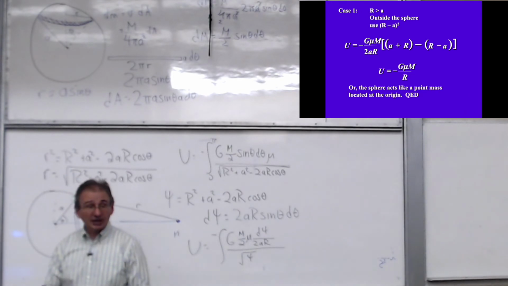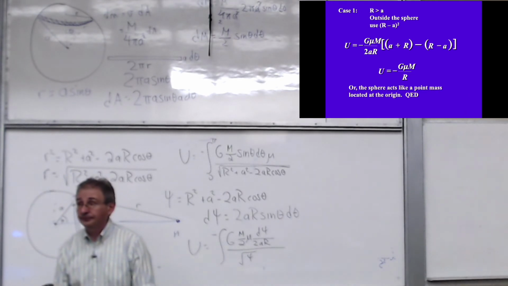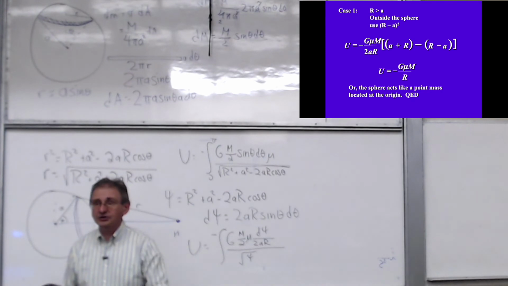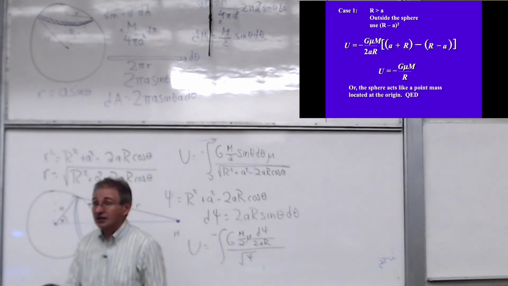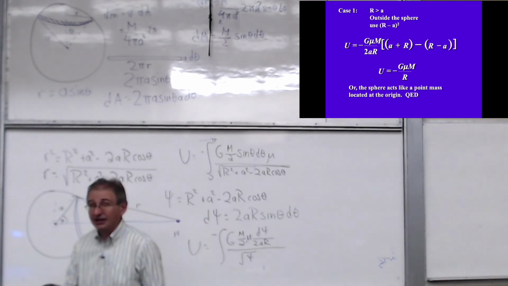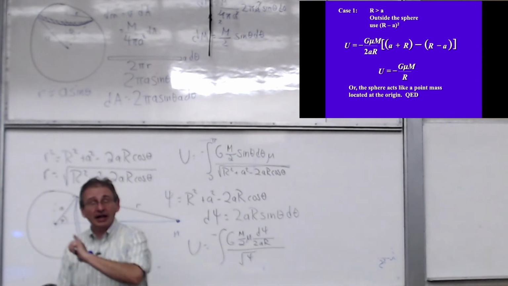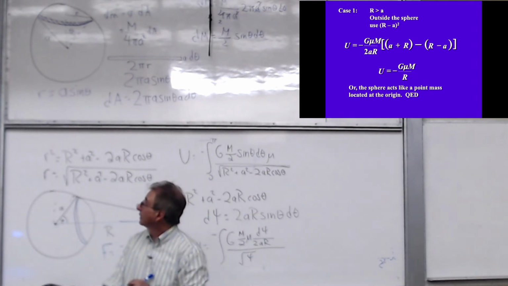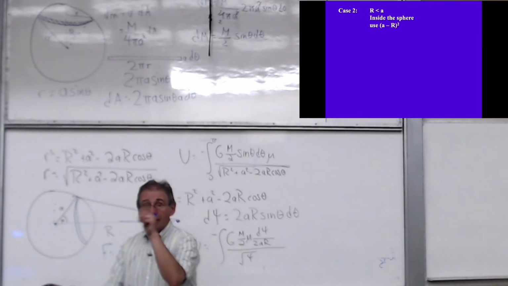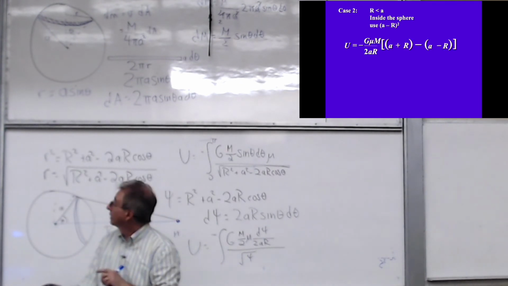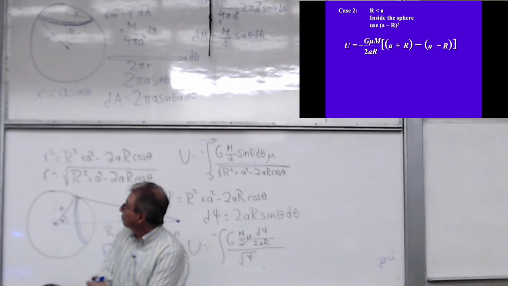So does that make sense? This is the point mass theorem. Now let's go inside. Okay, let's go inside the sphere. Let's let R be less than A. So if we let R be less than A, then we have to use A minus R squared. And U looks like that.